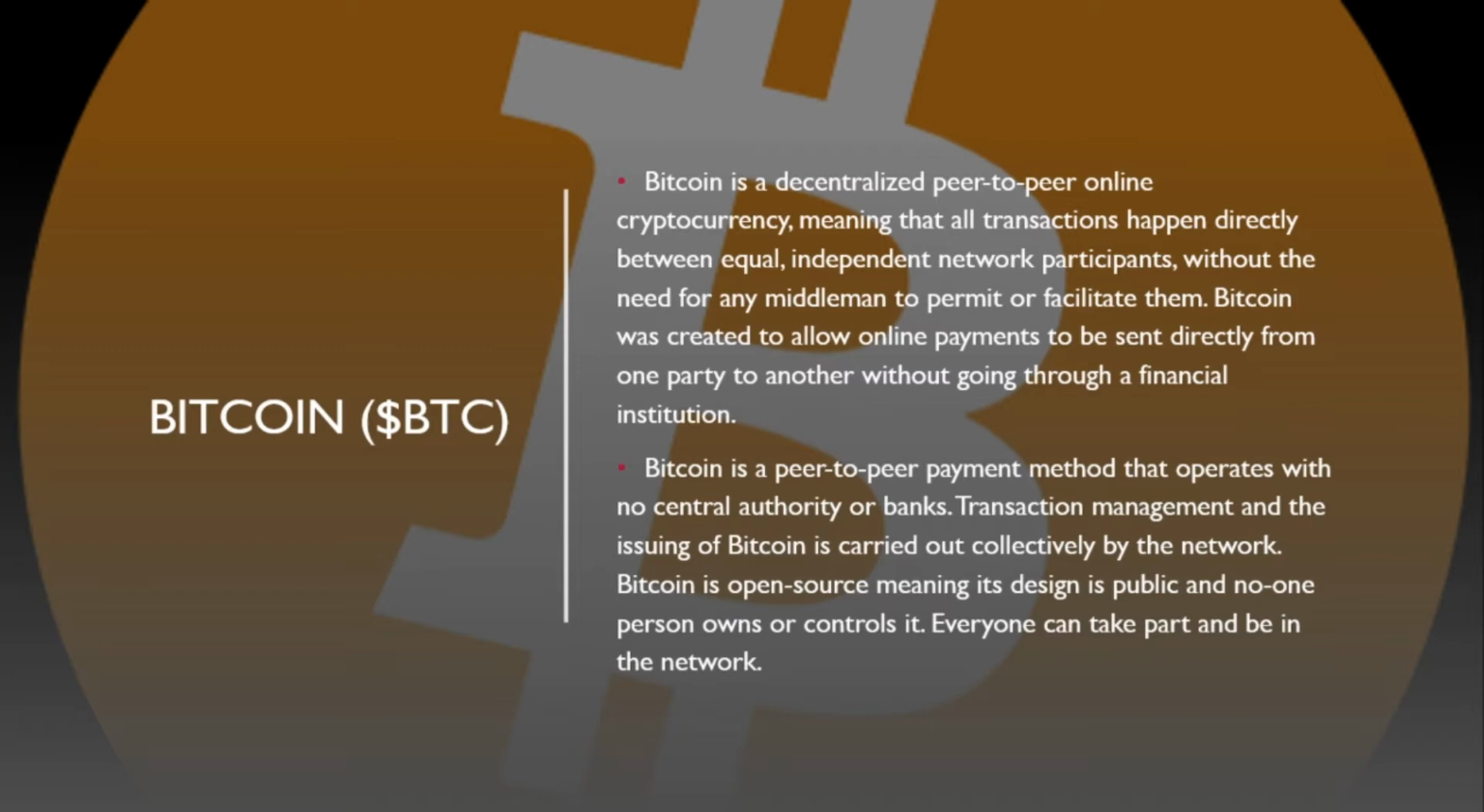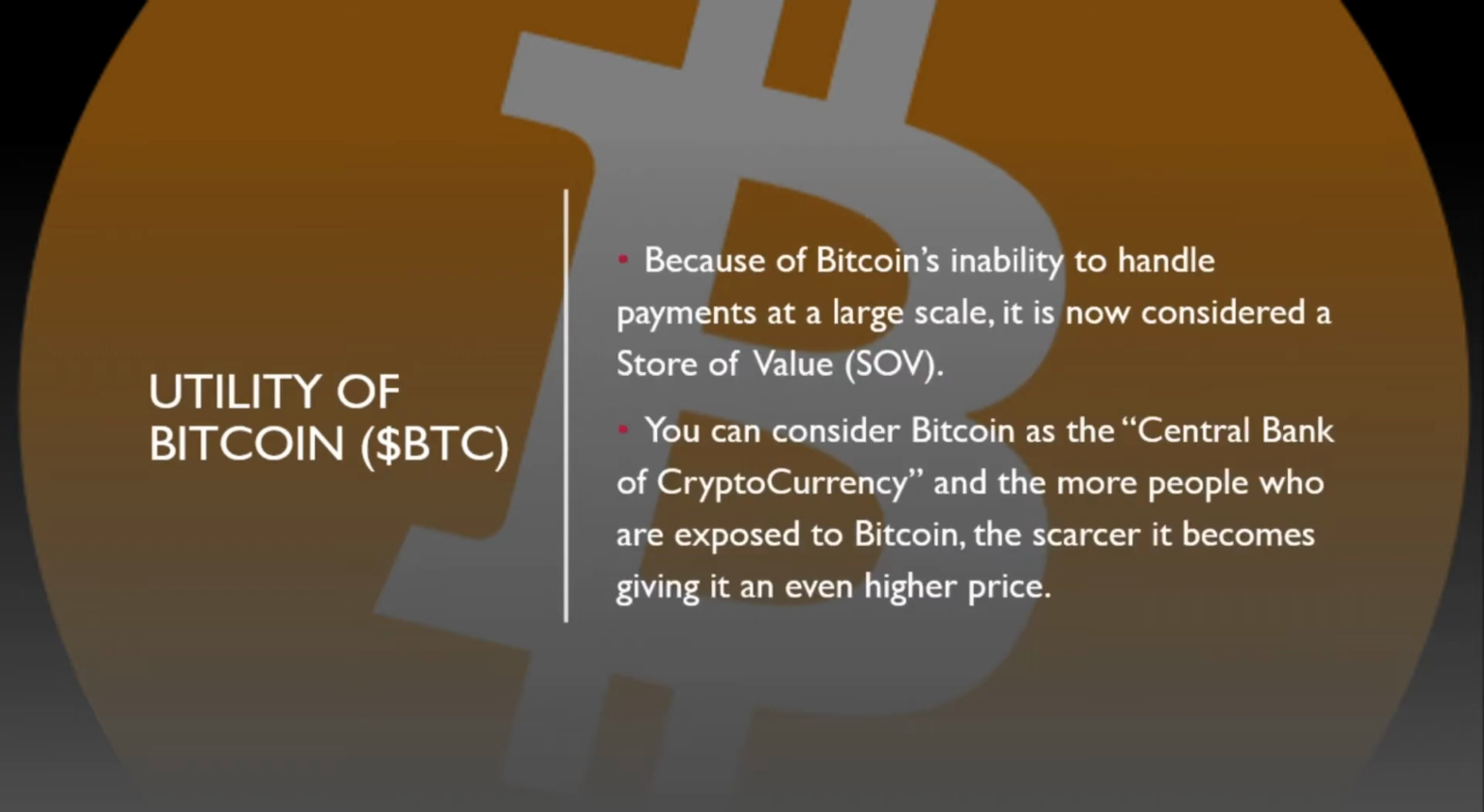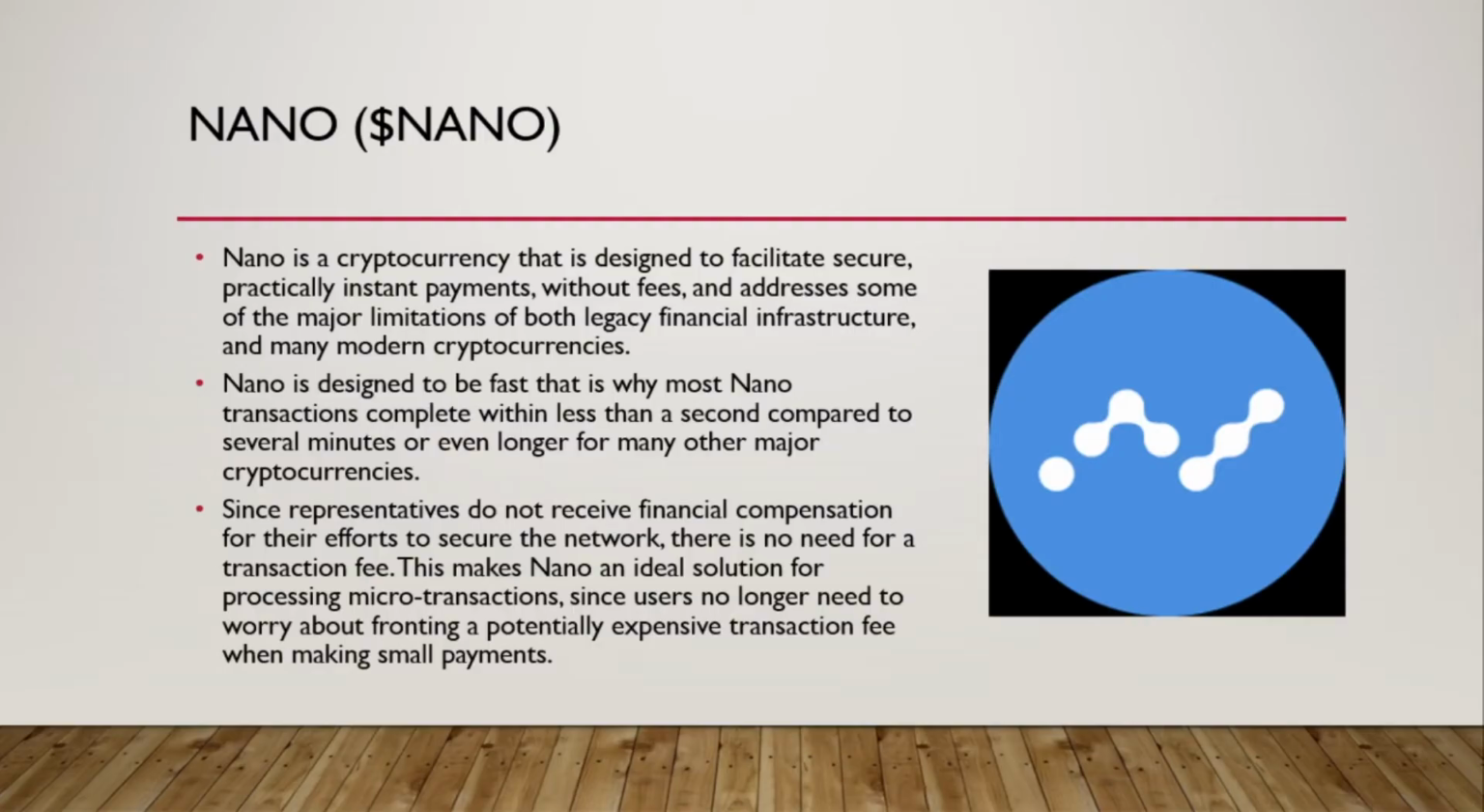Transaction management and the issuing of Bitcoin is carried out collectively by the network. Bitcoin is open source, meaning its design is public and no one person owns or controls it. Everyone can take part in the network. Utility of Bitcoin. Because of Bitcoin's inability to handle payments at a large scale, it is now considered a store of value, or SOV. You can consider Bitcoin as the central bank of cryptocurrency, and the more people who are exposed to Bitcoin, the scarcer it becomes, giving it an even higher price.